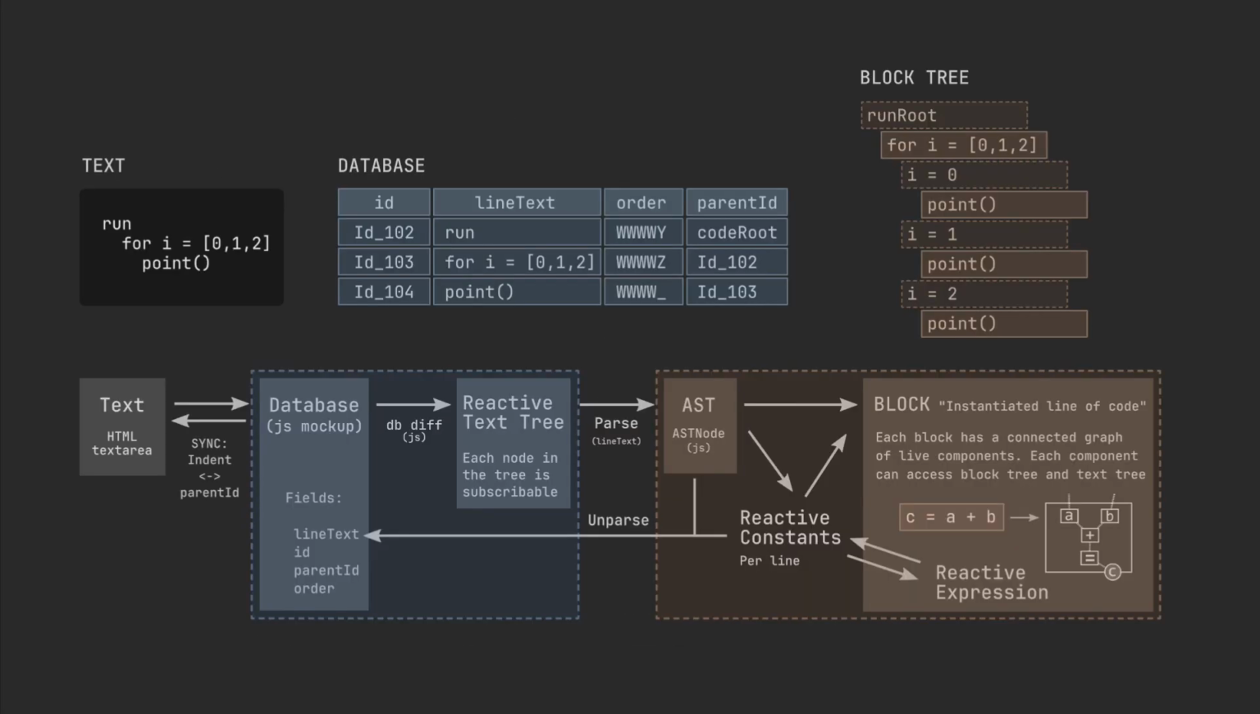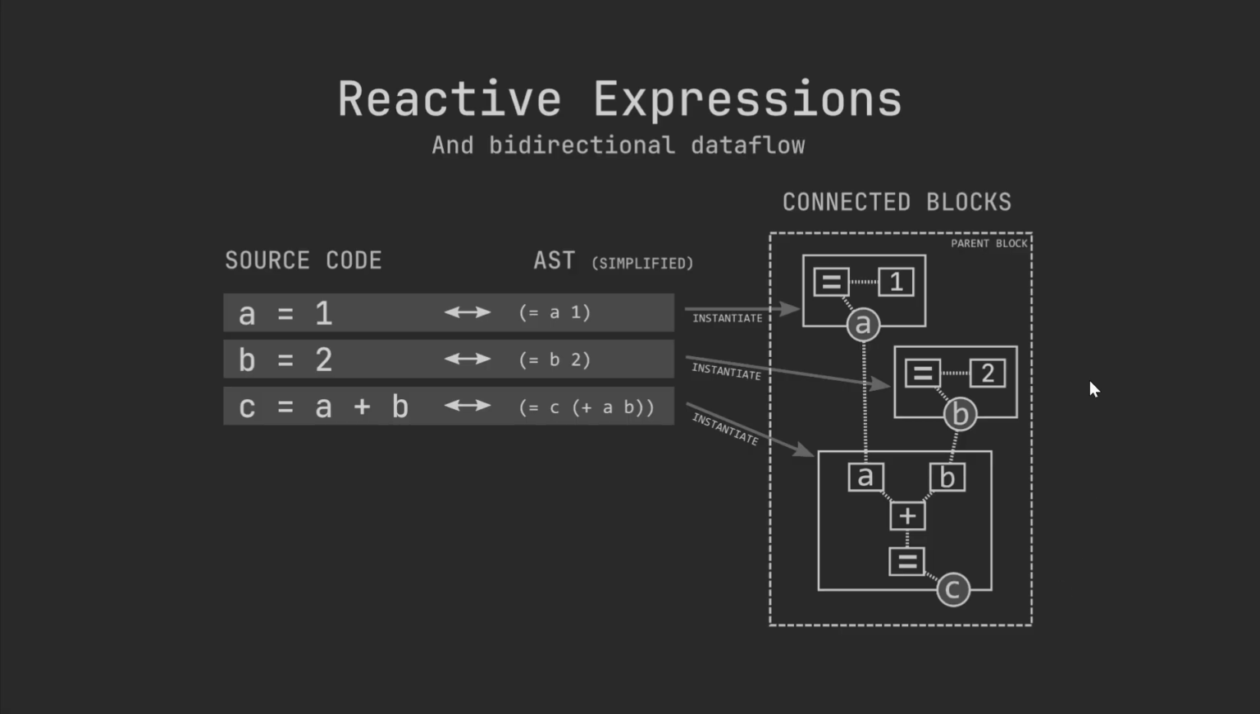That was the parsing part. That's how we get from the text here to the AST here. Now inside the block, that's where we recursively iterate the AST, and the result is a connected graph of live components. Here's an example of 3 blocks and their connected graphs.